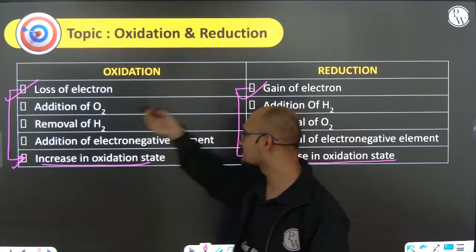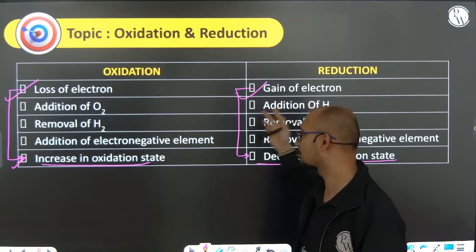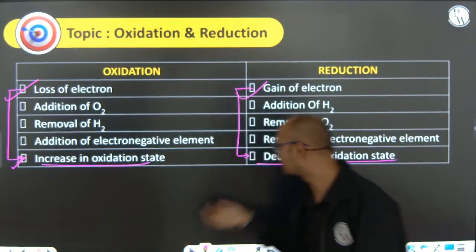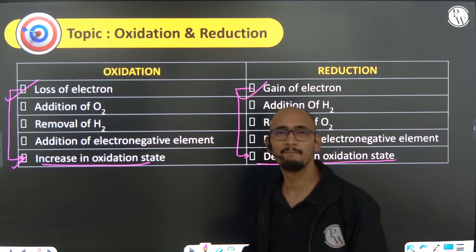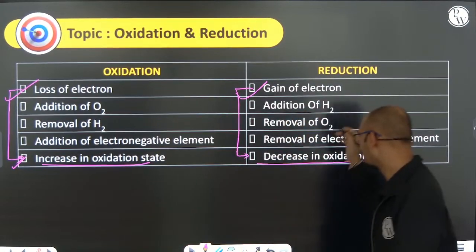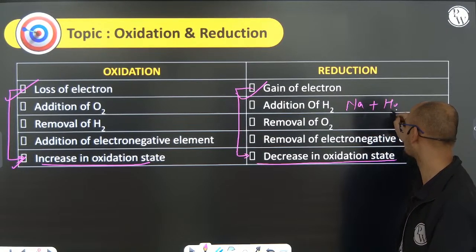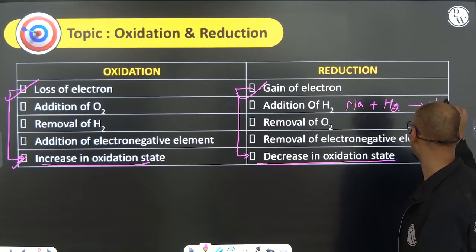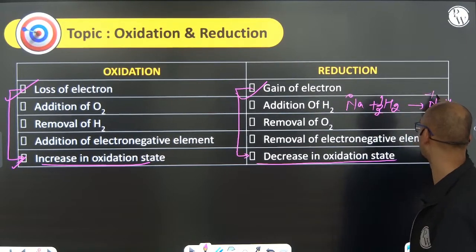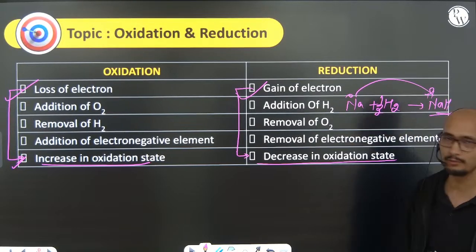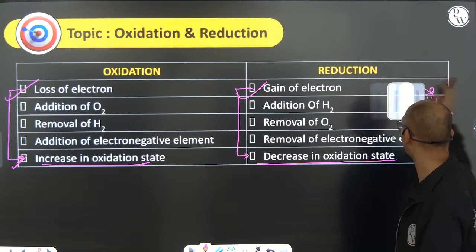So I would not suggest you go with these two things, removal of hydrogen and addition of hydrogen. No, please do not. Addition of hydrogen generally is reduction. But is it always? No, it is not at all. I can give you one example: sodium. Sodium when it reacts with hydrogen will convert into NaH, that is sodium hydride. Here sodium was 0, here sodium is +1. So it is going from 0 to +1. So it is oxidation, but we are reading it as reduction. So no, not for sure.